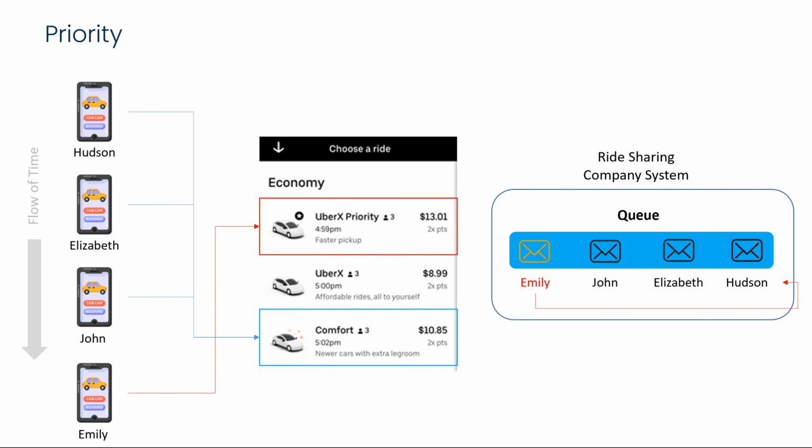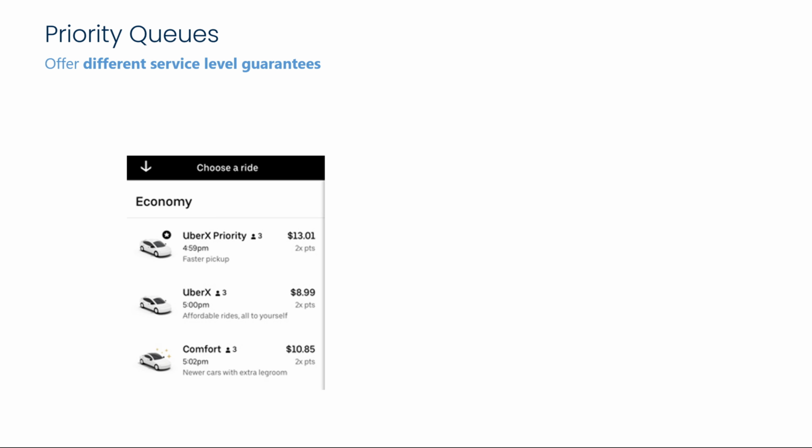And once again, we come across a class of problem which can be seen over and over again. And from an architectural or design patterns perspective, there should be a formal response to it. And the response is priority queues, which offer different service level guarantees to customers based upon their credentials.